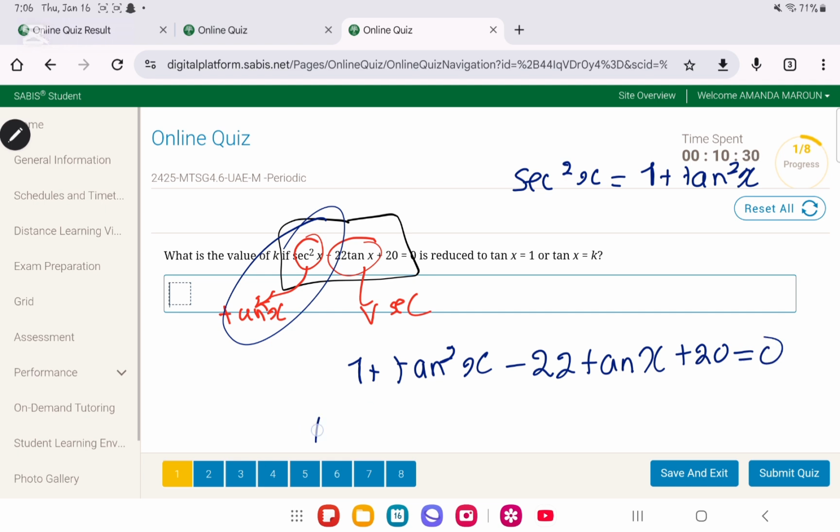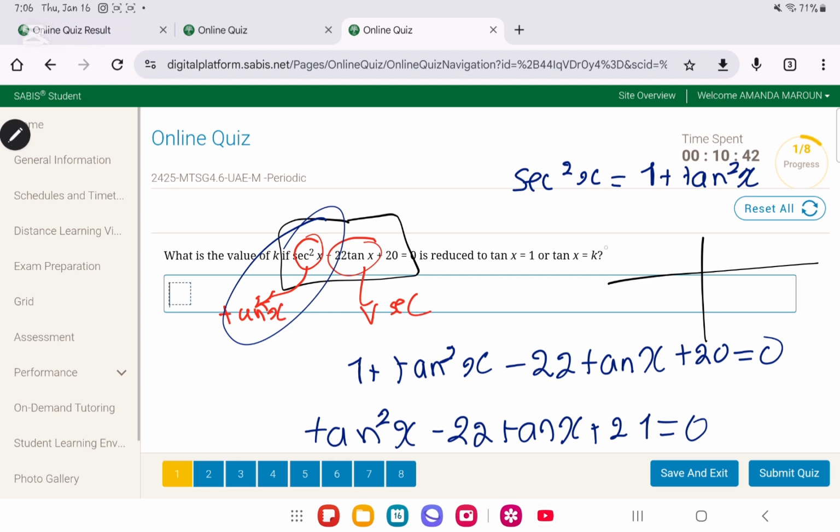Now add everything. Tangent squared x minus 22 tangent x plus 21 is equal to 0. Now we solve this by the product sum method. So we have a product over here of 21 and a sum of negative 22. Now what two numbers, you add them, they give you minus 22, you multiply them, they give you 21? Very simply, they are minus 21 and minus 1. So minus 21 times minus 1 gives us 21, and minus 21 plus minus 1 will give us minus 22.